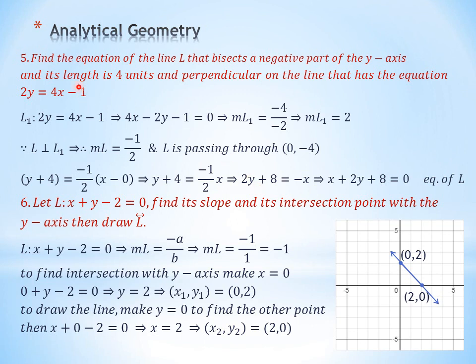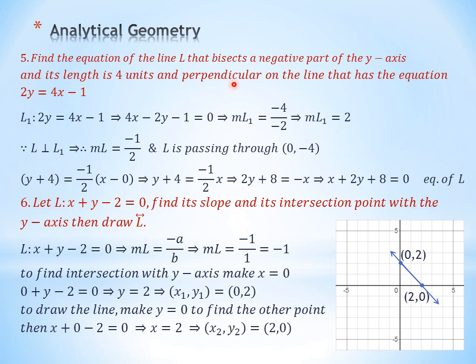On number 5, find the equation of the line L that bisects a negative part of the y-axis, and its length is 4 units, and is perpendicular to the line that has the equation 2y equals 4x minus 1. So the missing is a line. This line that is missing is bisecting a negative part in the y-axis, and this negative part has a length of 4 units. This is going to help me to reach the point.